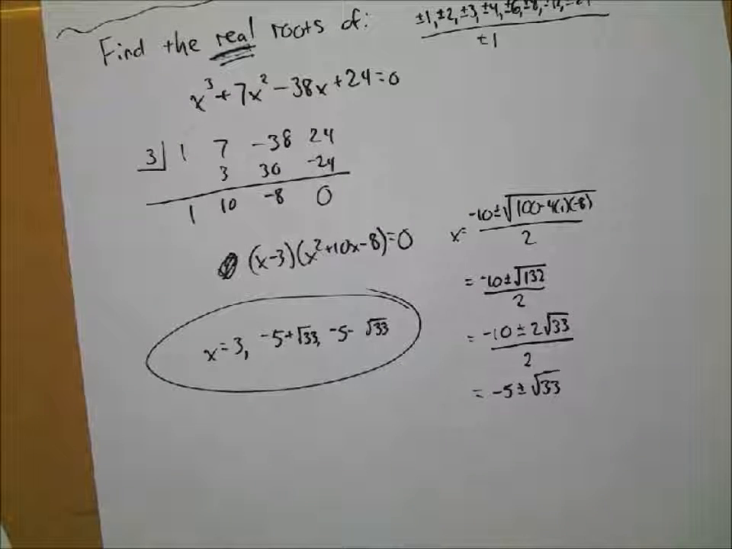So watch your directions. If you end up with square roots, and you're only asked for rational roots, you throw out the square roots. They don't count in your solutions.